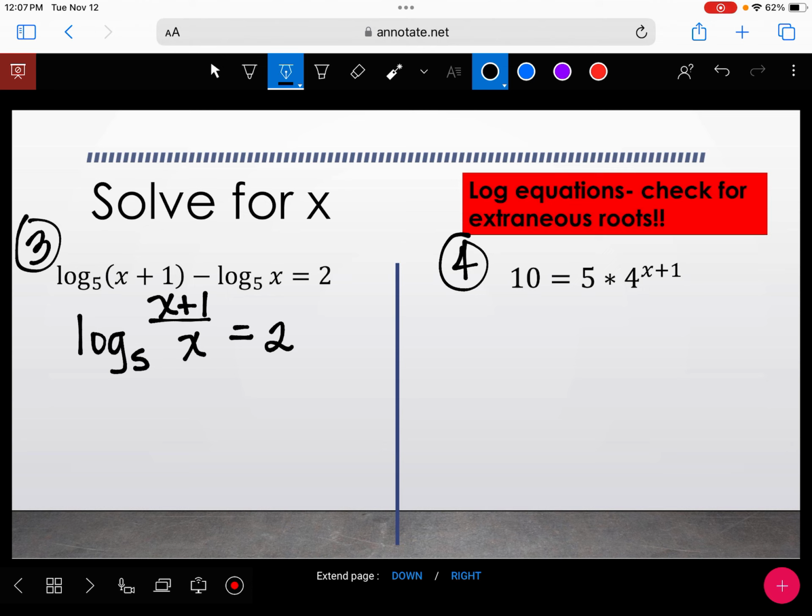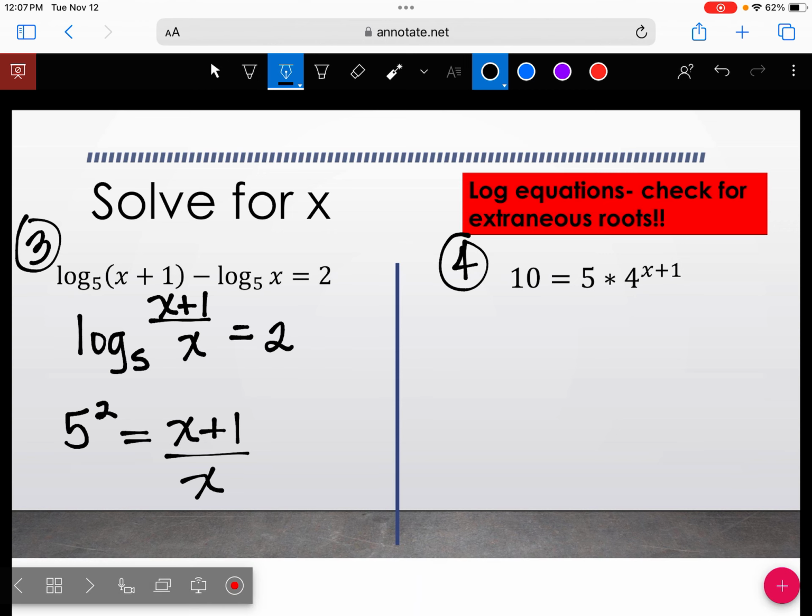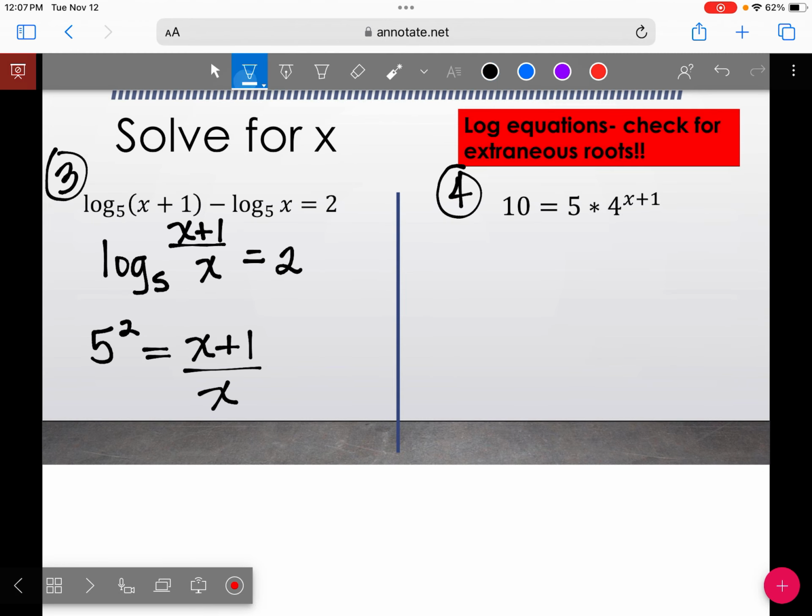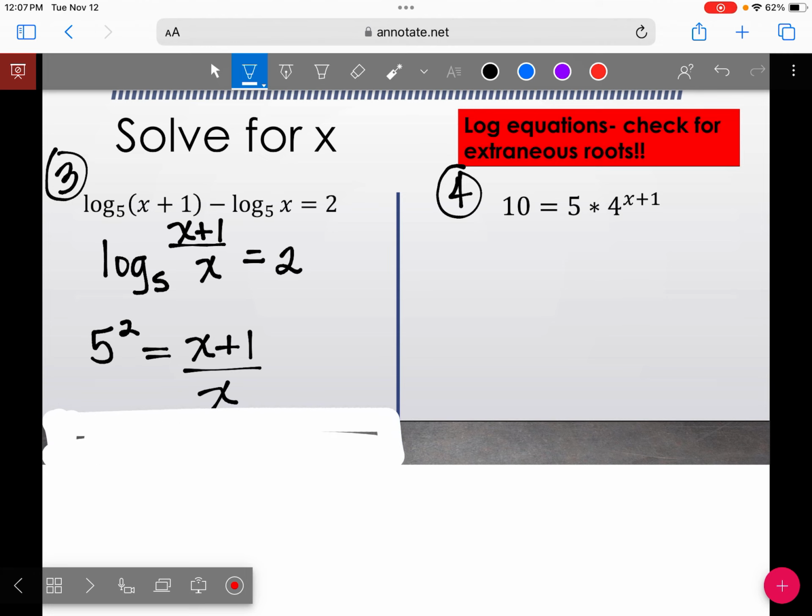And now again, we have to rewrite it. So if we do a rewrite, it would be 5 to the power of 2 equals x plus 1 over x. And what is 5 squared? 25.